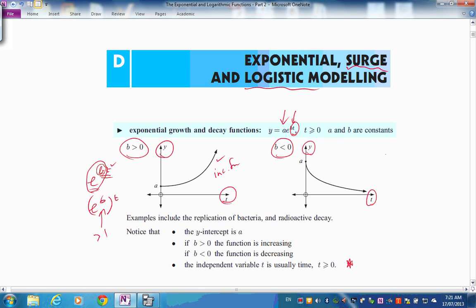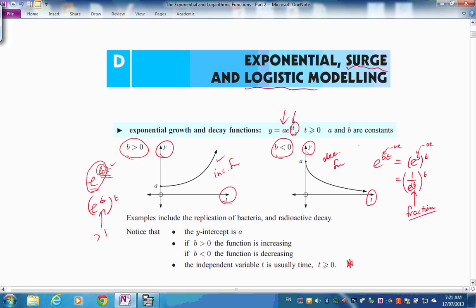Over here, if b is less than 0, let's have a look at it. e to the bt, and this b is a negative. This would mean this is e to the b all to the t, and b is a negative. What does a negative power mean? It's 1 on e to a positive power, put it underneath and it'll be a positive power now. Okay, so this would mean it's going to be a fraction. It'll be a fraction raised to a power. So that's why this is going to give a decreasing function.